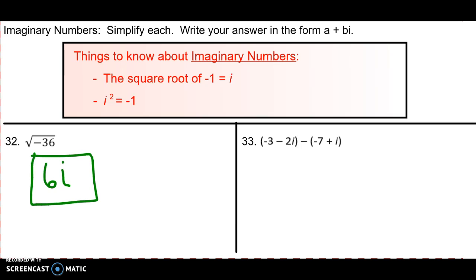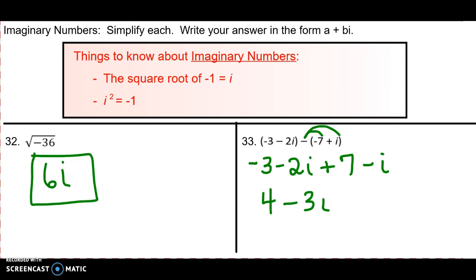Number 33, we're going to be subtracting these two binomials. So the first thing that we need to do is distribute our negative sign. So we have negative 3 minus 2i. A negative times a negative makes that a positive 7, and then a minus i. Now we're going to combine like terms. We can combine negative 3 plus 7, that's 4. And we can combine negative 2i minus i, that's negative 3i. So on that one, we're just subtracting. The trick is not to forget to distribute that negative to both terms in the second set of parentheses.